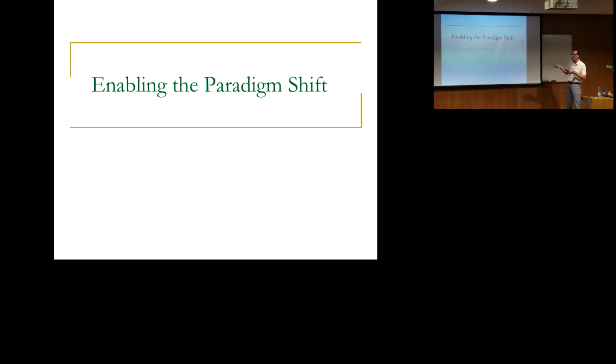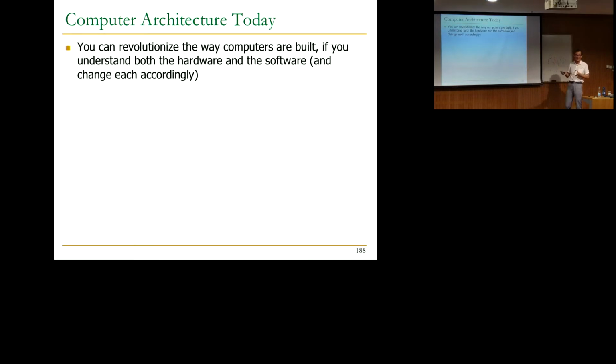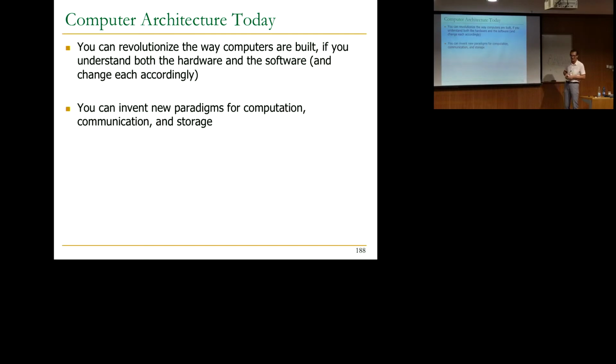Okay, so how do we enable the paradigm shift? I think this is a big paradigm shift. That's why you need to change a lot of things. This is part of what motivates people to study computer architecture. Today we're at a point where a lot of things are changing in computer architecture. We can actually revolutionize the way computers are built if we understand hardware and software and change each accordingly. I think we're at a point where we can really invent and enable new paradigms for computation, communication, and storage. Processing in memory is one example of this.